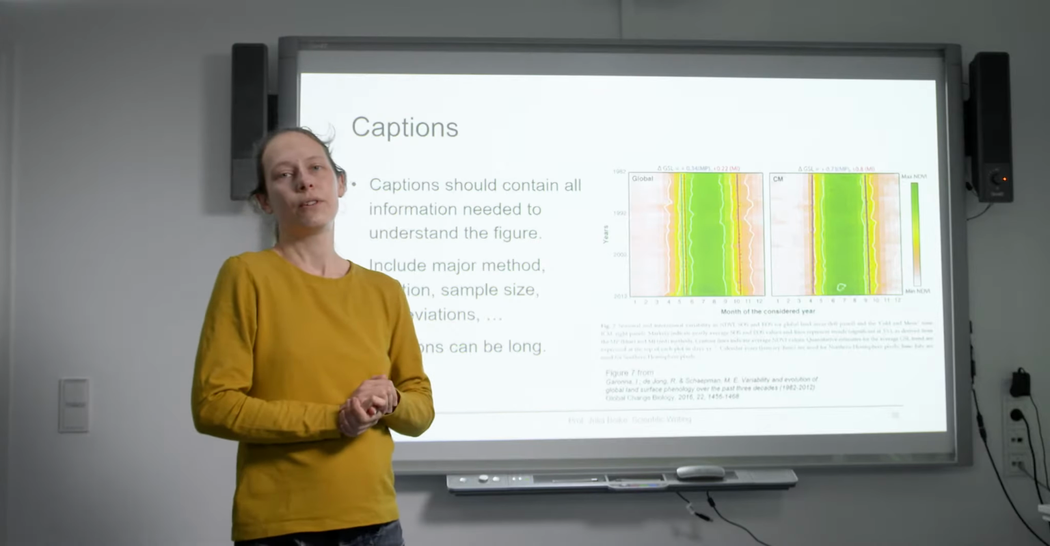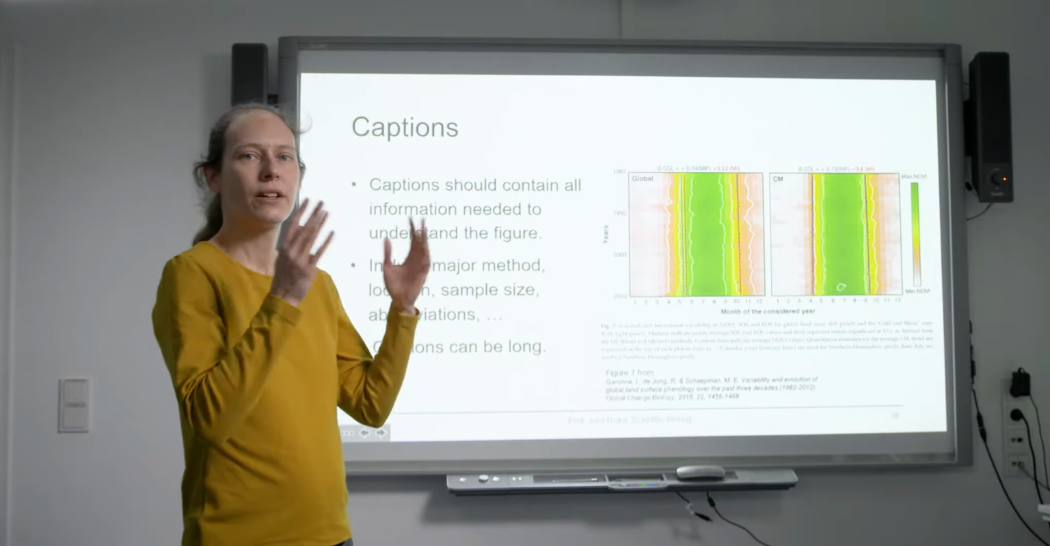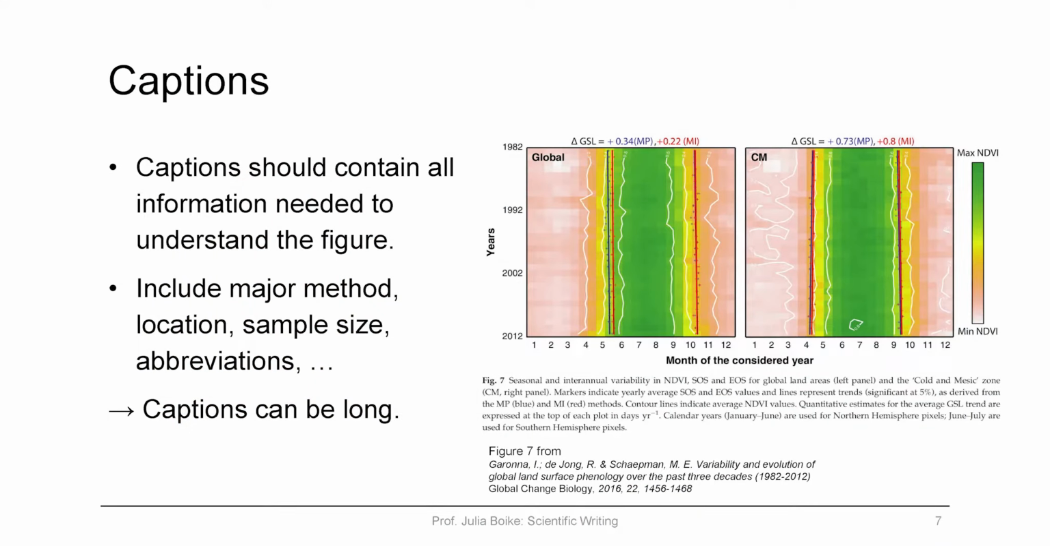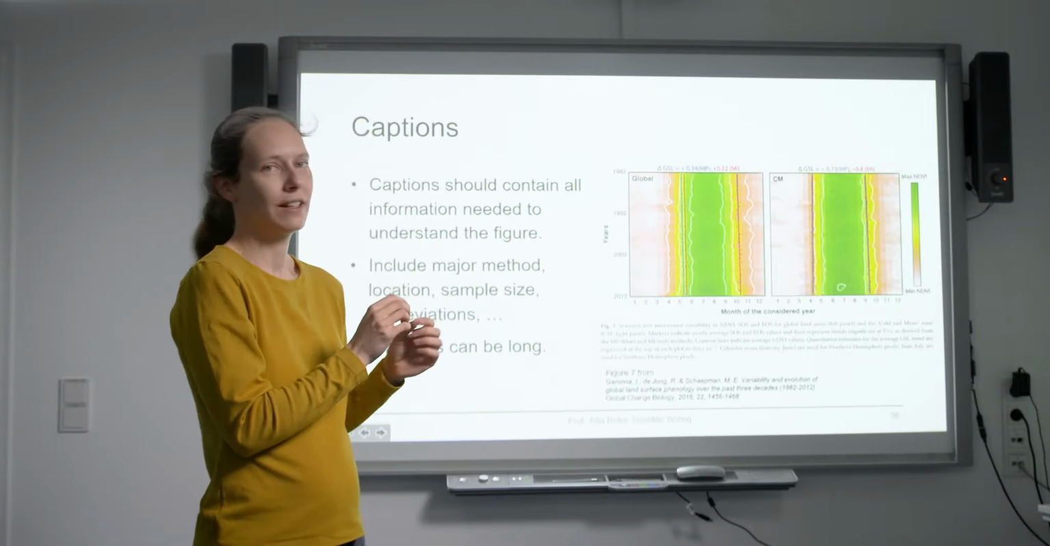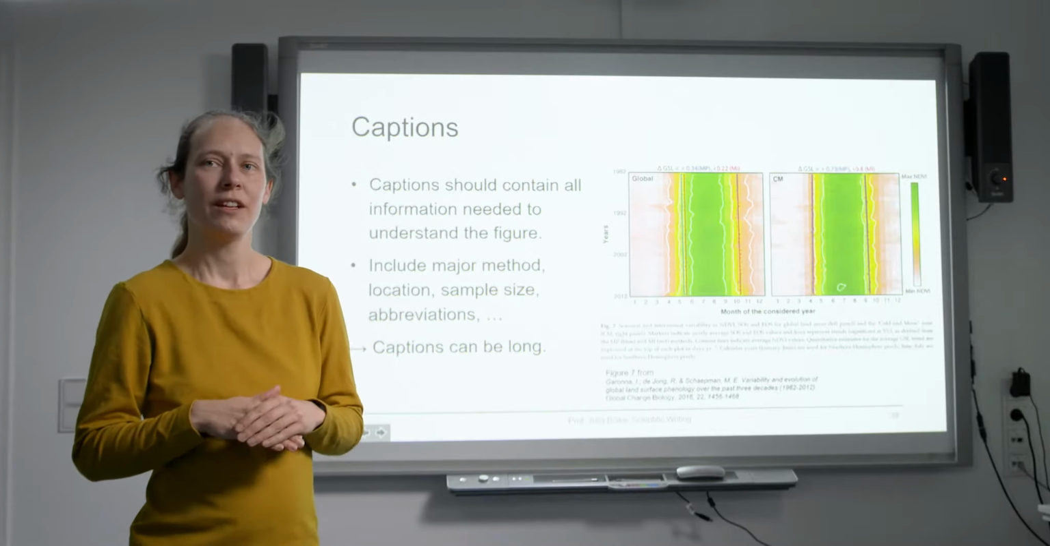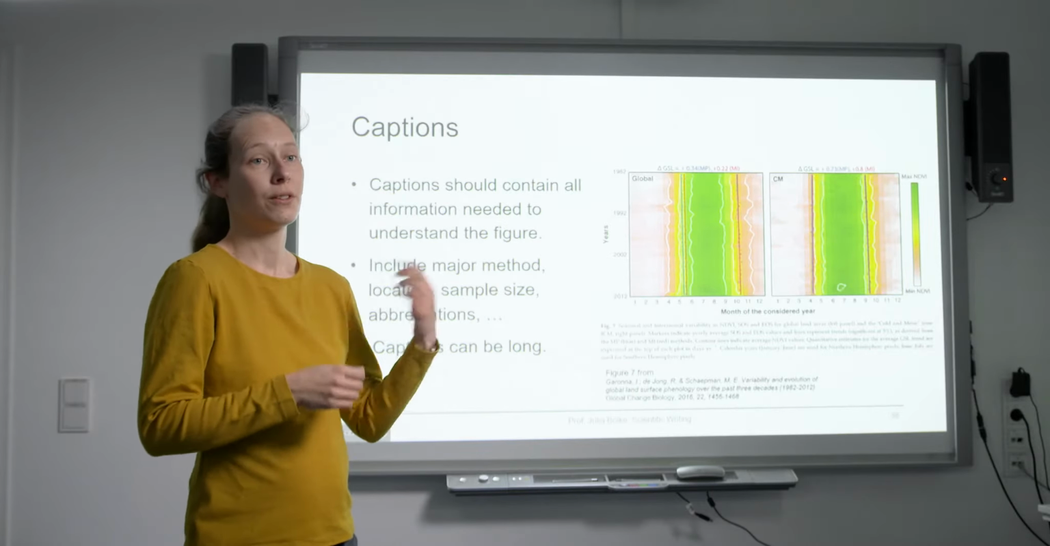Then a short word on captions. I mentioned before that the figure, including the caption, needs to be self-explanatory. So all the information needed to understand the figure has to be stated in the caption. And this includes, for example, the major method or the major parameter used in a model. It can include sample size, depending on whatever is most important to understand your graphic. And also please avoid abbreviations. So if in the axis label, for example, you have an abbreviation because it just doesn't fit otherwise, you explain it in the caption, even if you also explain the same abbreviation in the text.